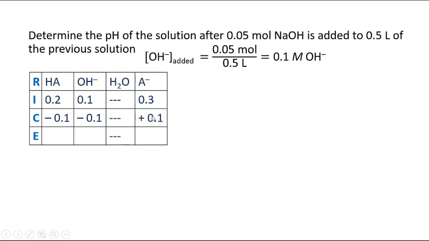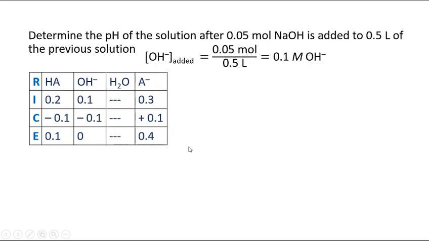And so here, just doing math, we have no x's. Our 0.2 minus 0.1 will give us a concentration at equilibrium of 0.1 HA. Because all the hydroxide ions reacted with some of that HA, we should have no hydroxide ions left over. Because we have 0.1 of hydroxide reacting with 0.1 of our HA to produce 0.1 of our A minus, it goes from 0.3 to 0.4.